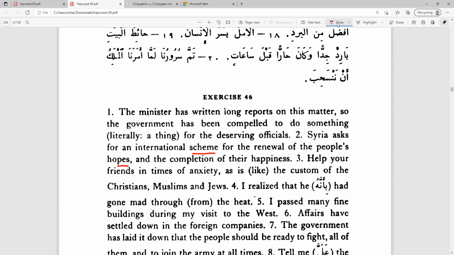Ask is yatlabu, so first yatlabu Suriya. Suriya is a country, and geographical places are feminine, so normally tatlubu. Tatlubu Suriya. So scheme is mashru'un. International scheme, so international is dawli. Tatlubu Suriya mashru'in dawliyyin.